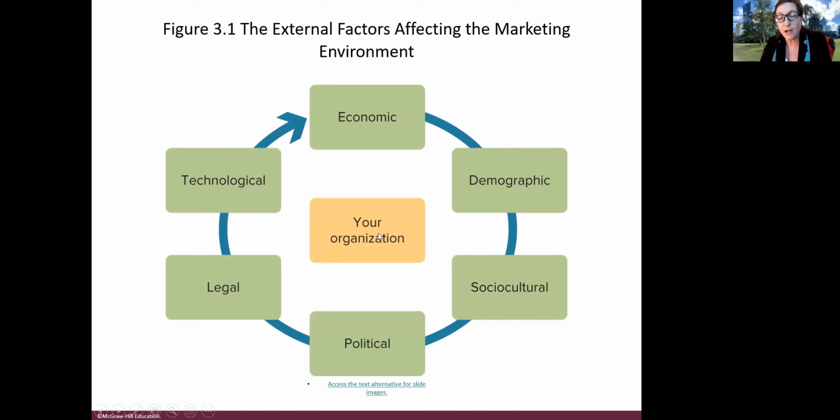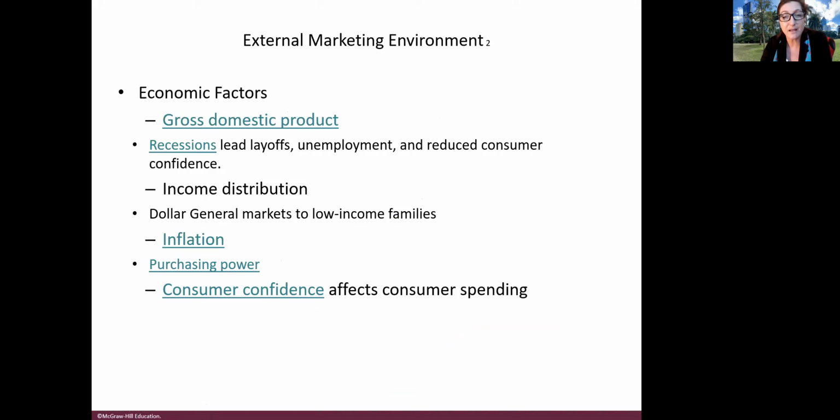Okay, so here is that macro environmental analysis in graphic form. So we're looking at the political, economic, sociocultural and technological macro environments to understand what we need to have our eye on to make sure that we are anticipating the shifting market dynamics. So when we're looking at economic factors, we might look at things like the gross domestic product of a nation. We might look at unemployment trends. We might look at consumer confidence trends.